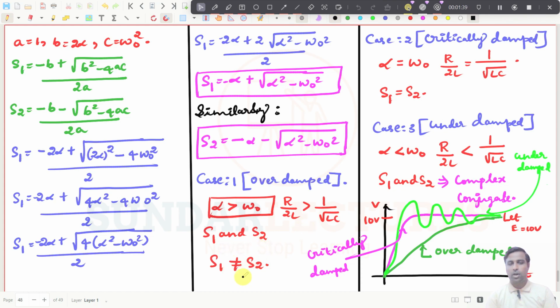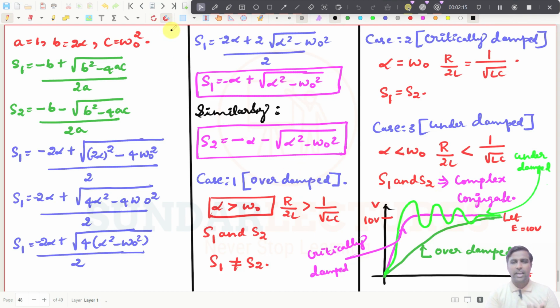If S1 and S2 are not equal, then this will be case 1, and if S1 and S2 are equal, then it will be critically damped. If S1 and S2 are complex conjugates, then it will be underdamped. By seeing the roots itself, you can easily understand, or by getting the values of alpha and omega naught. If alpha is greater, then it will be overdamped. If alpha and omega naught are equal, then it will be critically damped. If alpha is less than omega naught, then it will be underdamped. So in many ways you can see the three different damping scenarios in the RLC circuit, right?